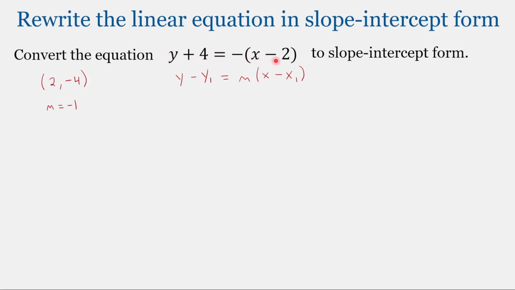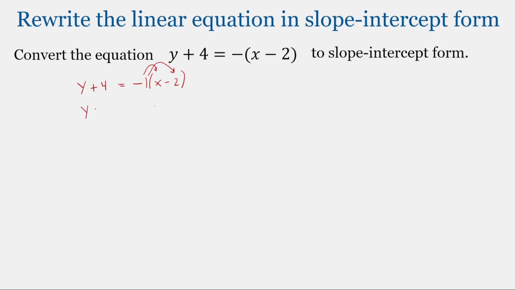Let's go ahead and convert this to slope-intercept form. So we have the equation y plus 4 equals negative (x minus 2). When I convert this, my first step is to do this multiplication. We have this negative, which means negative 1, so we're going to multiply negative 1 by the quantity x minus 2. We're going to distribute that negative 1.